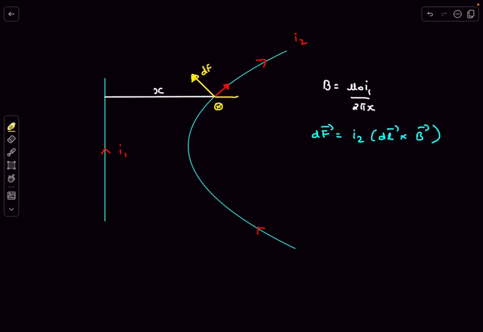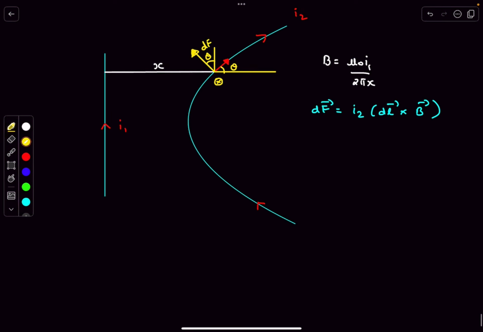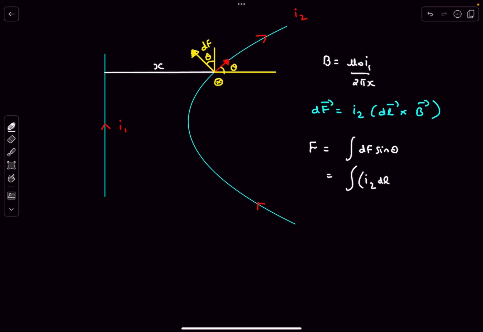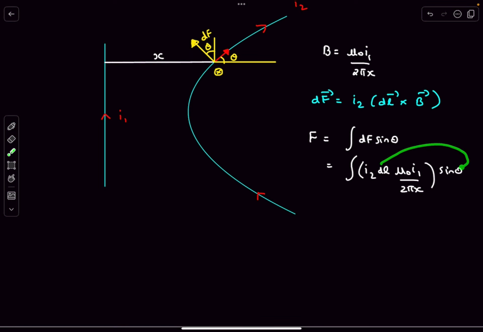Let's say the angle with the horizontal is theta, so the angle dF makes with the vertical is also theta. You can use the vector triple product and integrate it, or you can simply take the component. The force we are interested in is the integral of dF sine theta, which is the x component of the force, in the minus i cap direction. The magnitude of dF is I dl B, so that is I2 dl times the magnetic field mu naught I1 divided by 2 pi x, times sine theta. Now we have a lot of variables: dl, theta and x.